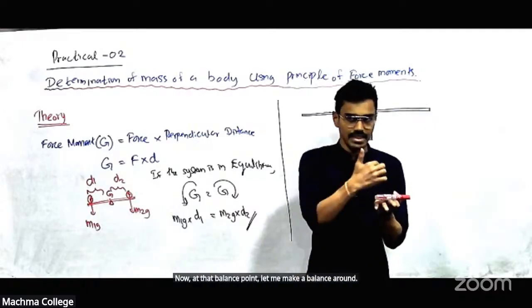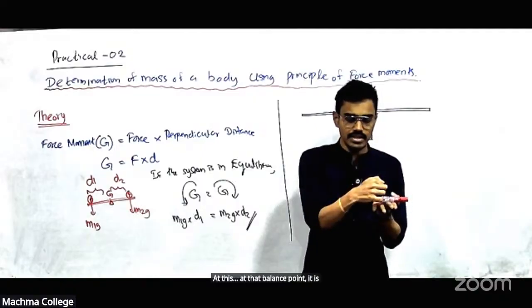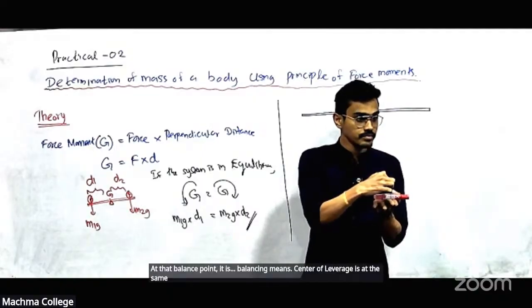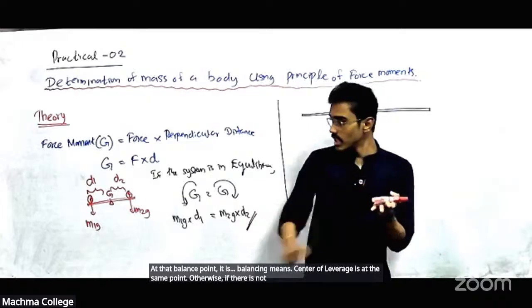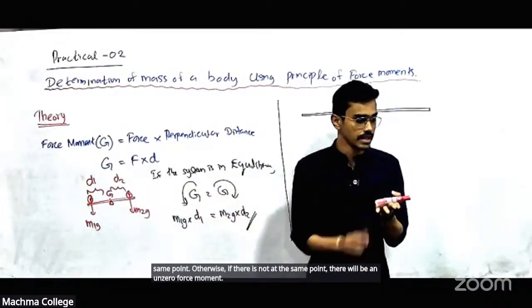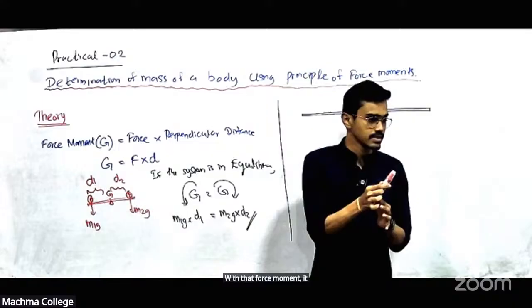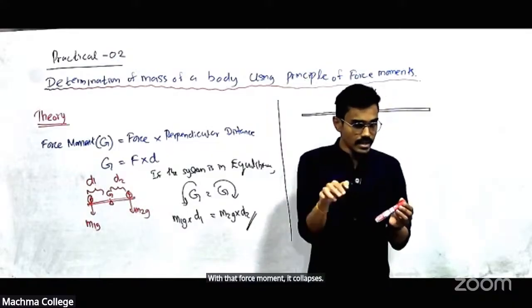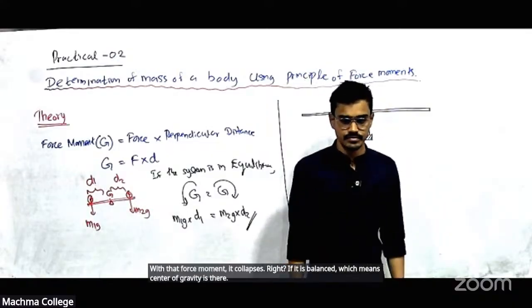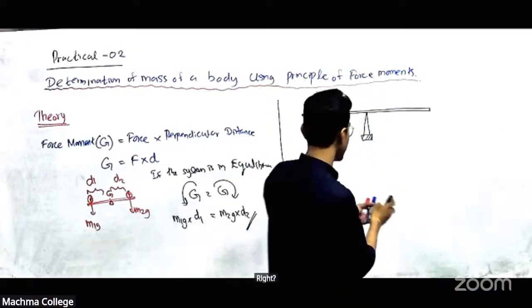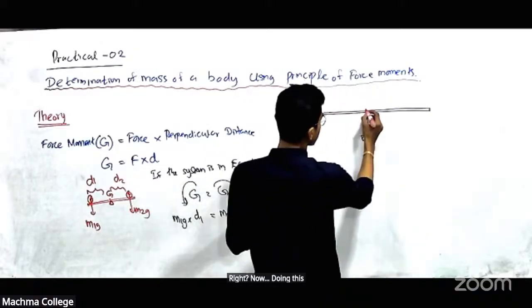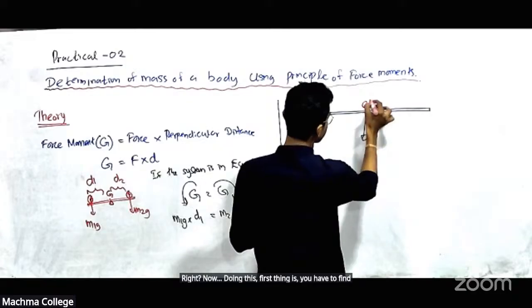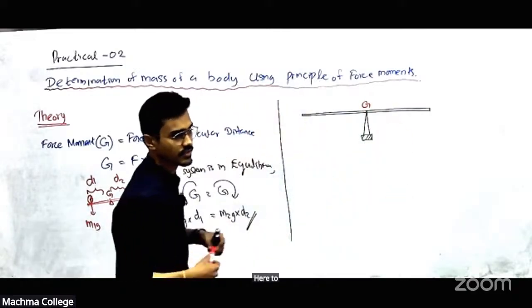At that balance point, it is balancing means center of gravity is at the same point. Otherwise, if that is not at the same point, there will be a non-zero force moment. With that force moment, it collapses. If it is balanced, which means center of gravity is there. Now, doing this, first thing is you have to find the center of gravity of the meter ruler.